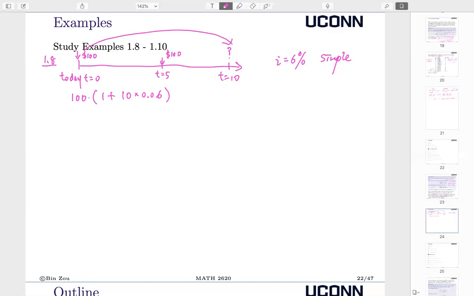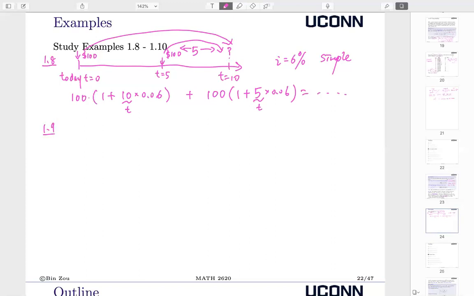And I made another deposit at the end of 5 years. For this, I still have a $100 deposit, but now from 5 to 10, the time in between is 5 years. So when I plug in the accumulated value formula for the simple interest rate, I need to plug in 5 for t. For the first deposit, the time span is 10 years. For the second deposit, the time span is 5 years. So plug in, get a calculator to find out the final result.